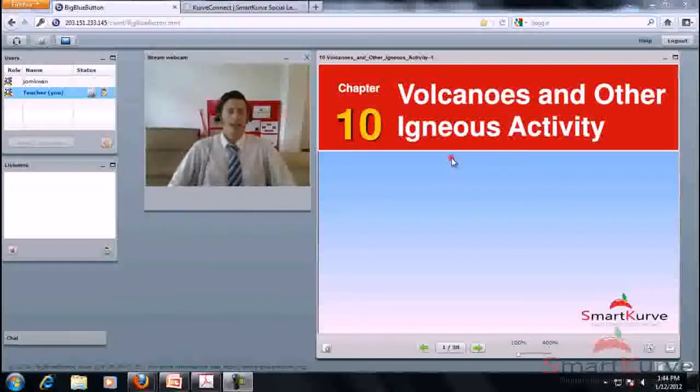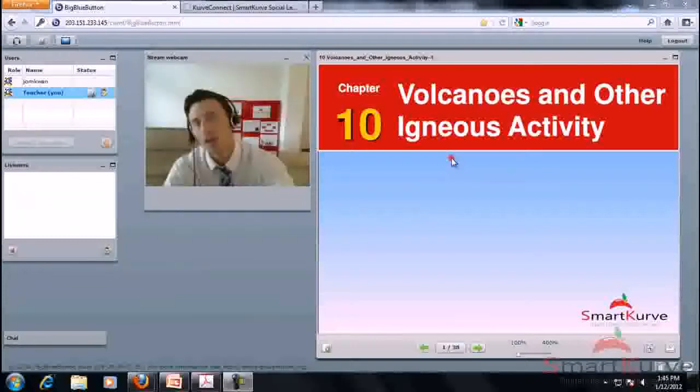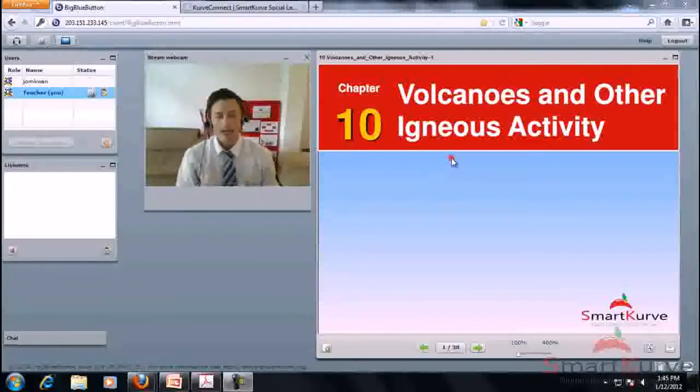Welcome to Chapter 10, our lesson on volcanoes and other igneous activity. Great word there, igneous. Remember from our lesson on rocks, we've already learned that the word igneous means rocks that were formed by the cooling of magma. Remember, magma is our hot liquid rock buried deep in the earth. When that rock cools and becomes solid again, we call it igneous rock.